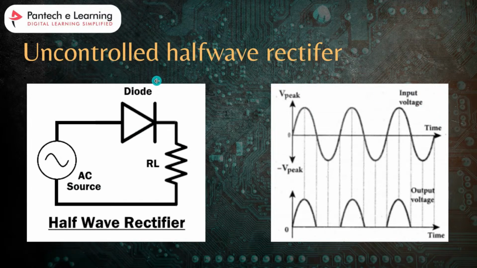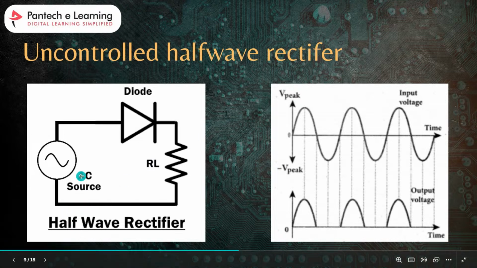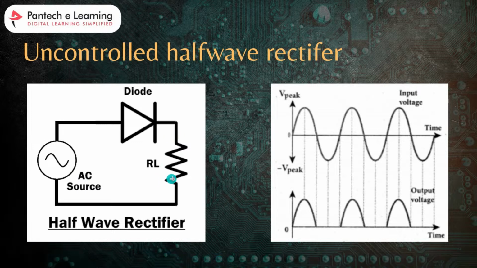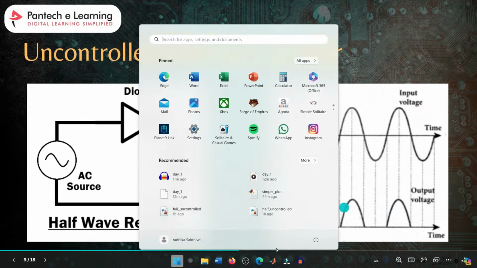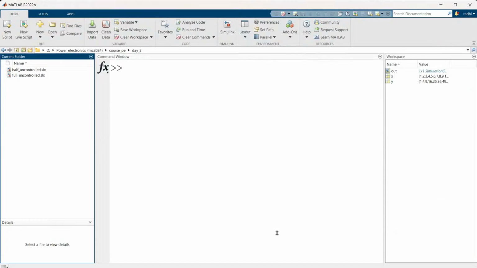And this is the block diagram of the uncontrolled half wave rectifier. So this is the half wave rectifier. You can see the AC source, diode and resistor load. This is your input and this is our output. Let us see, we will get the same output in our simulation.